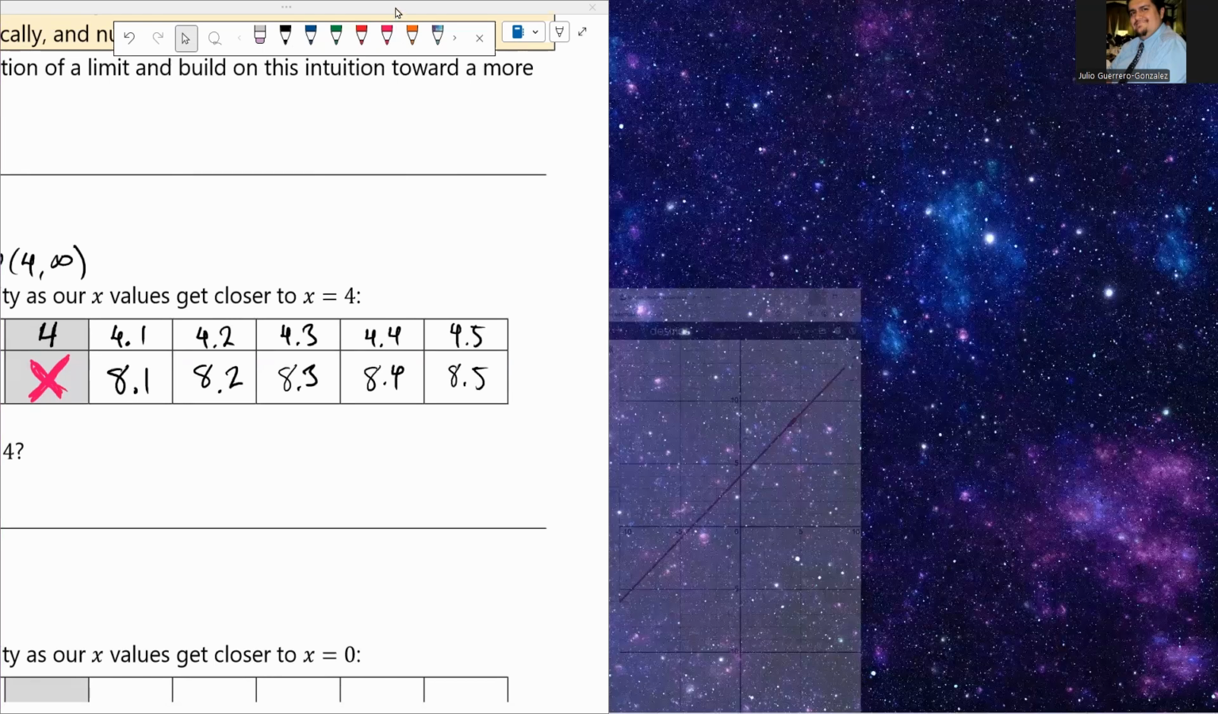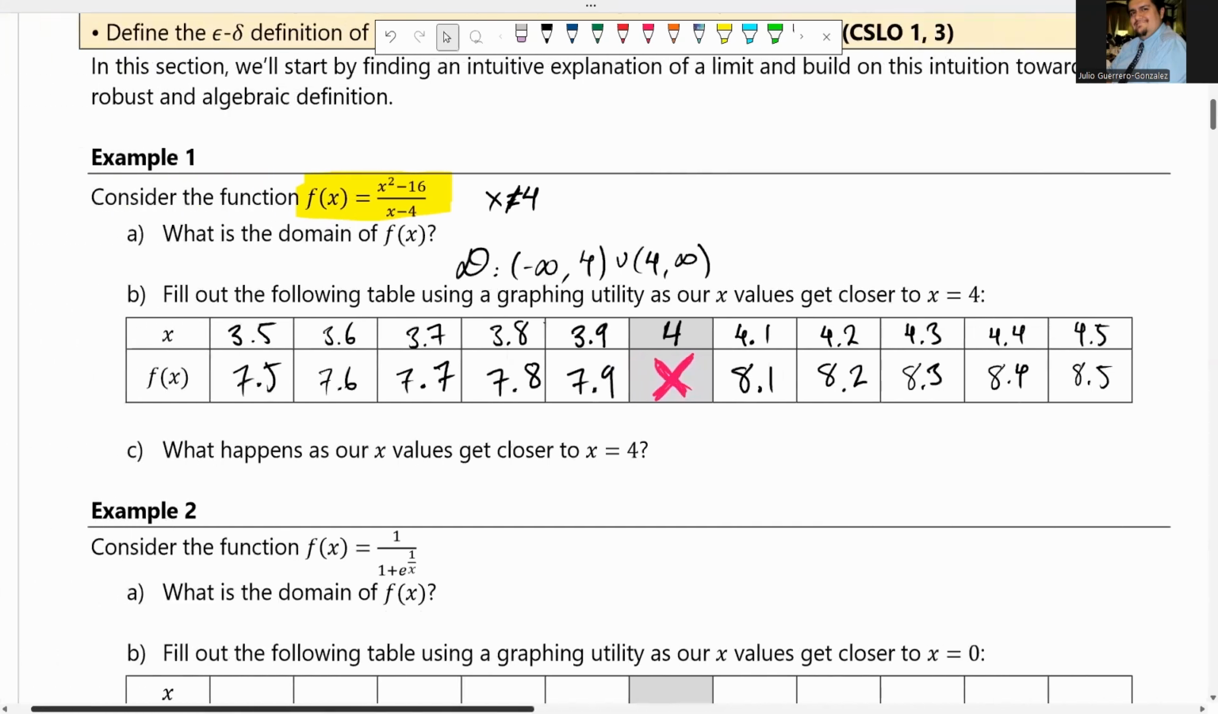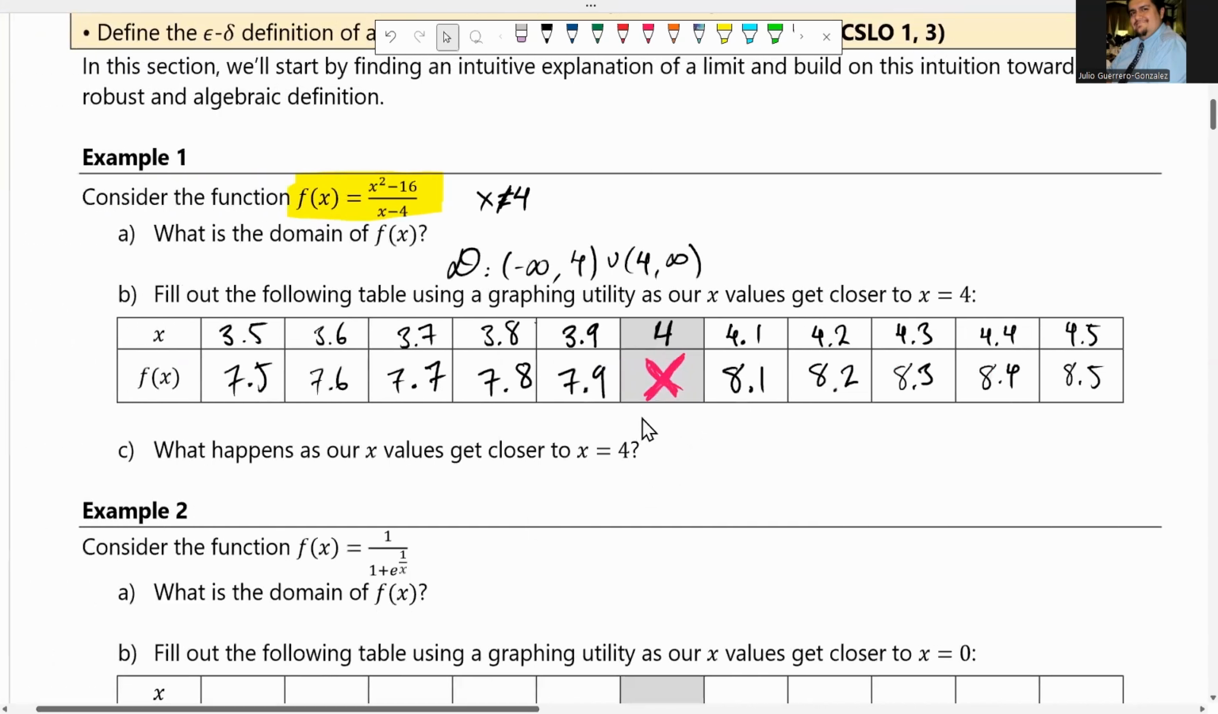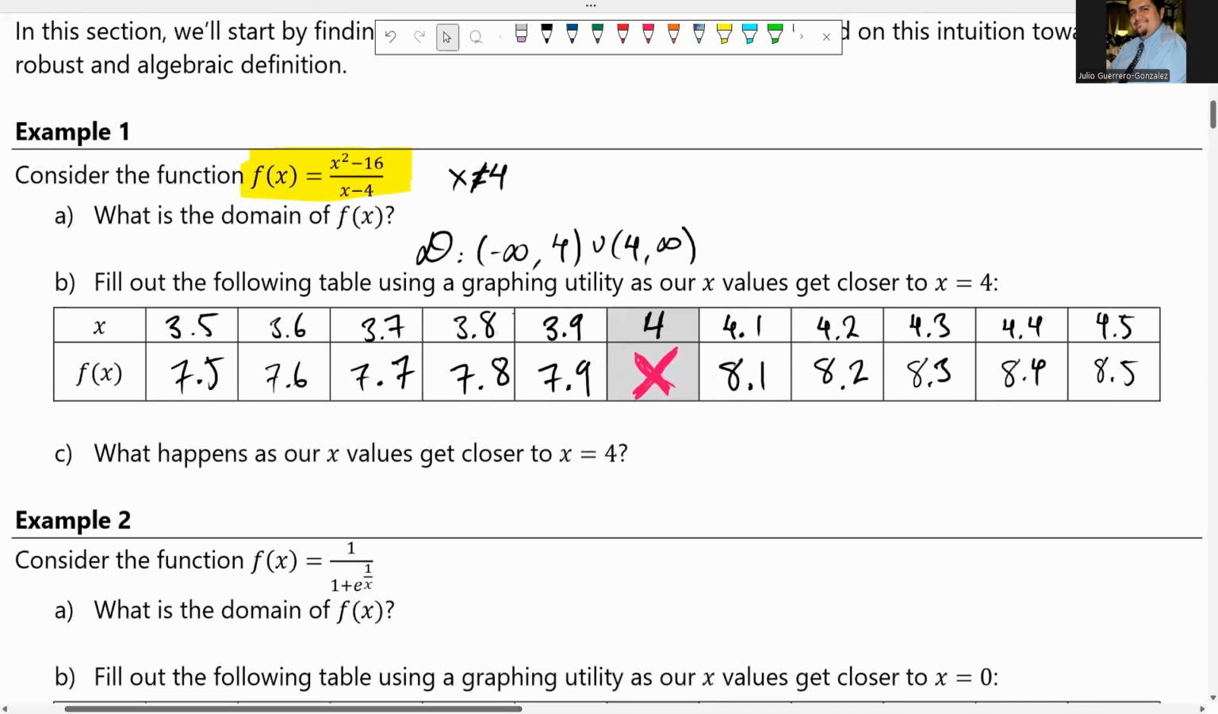I'm going to move this out of the way so we can look at our table entirely. Okay, I'm going to zoom in so we can, there we go. So, I want everybody to notice something, right? Remember, we just determined the domain for this function is everything except 4. We should not be able to plug in 4. And that's still the case, right?